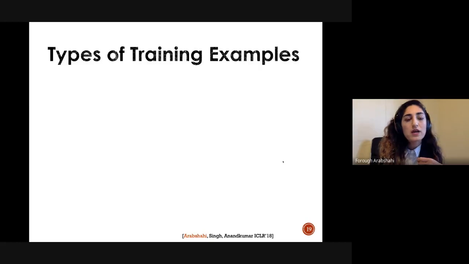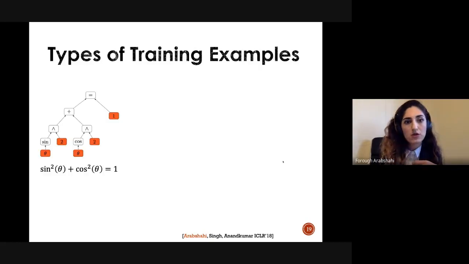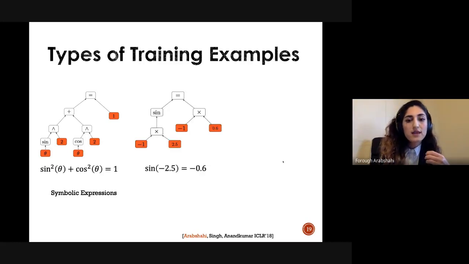So let me start by showing you the types of training examples that we use for our model. The first type is that of symbolic expressions. These are expressions that contain symbols and, of course, numbers. But the point about them is that they encode relationships between the functions in our mathematics domain. The second type is data of function evaluation expressions. These are evaluations of different functions in the domain. For example, a sine of minus 2.5 is minus 0.6.